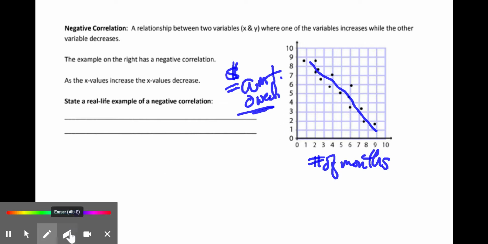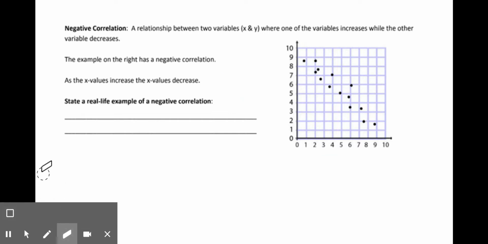All right. Now the third type of correlation, which isn't really a correlation, but we have to talk about it, is no correlation. No correlation means that the two variables aren't related to each other at all. Like for example, the number of ice cream cones you eat per month and the number of video games that you have in your home.